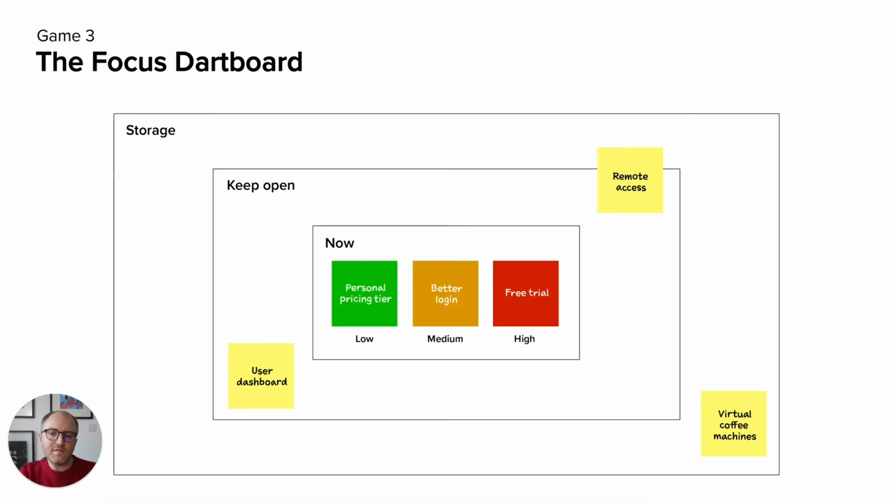Once you've done that, you want to start prioritizing the things in the now column. So I tend to make them red, orange and green. High being the thing that we really want to focus on first. And then something like the low or green tier is something that we do want to include, but isn't going to take as much time to develop. And that's the end of the game.